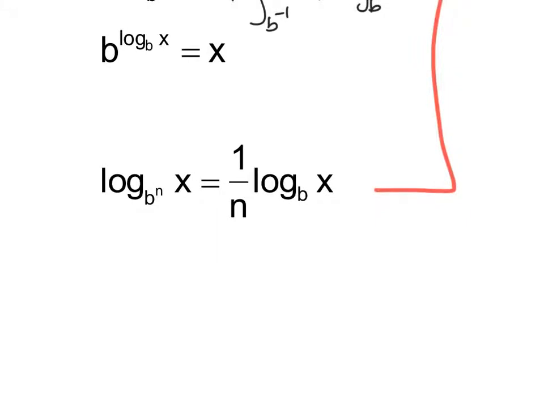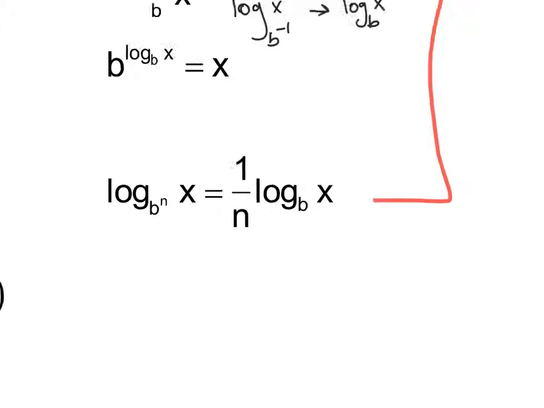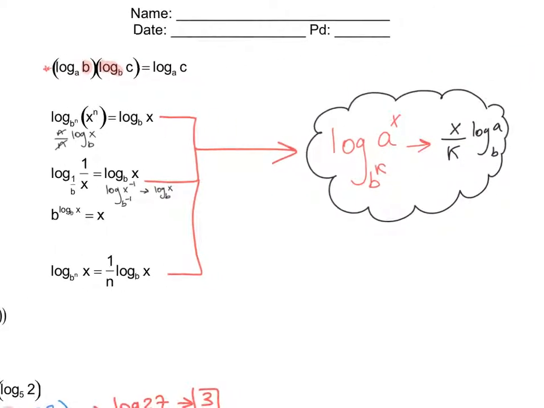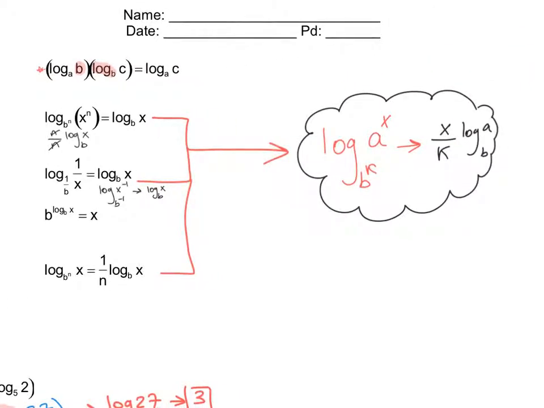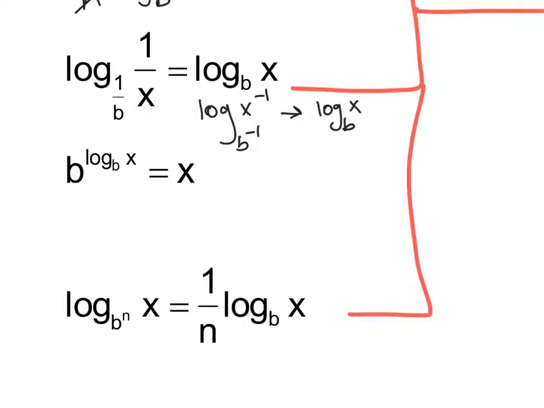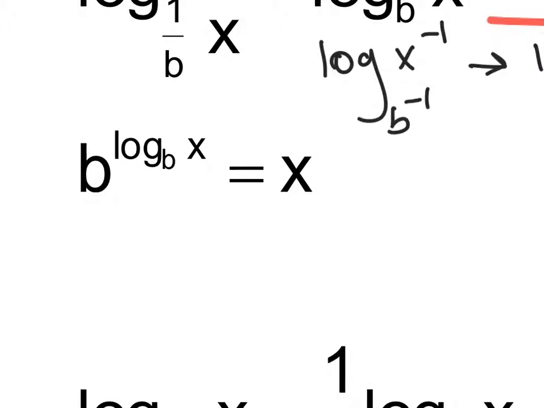Now let's move on to this. What is the power of the argument? You don't see one, so it's 1. It does not have a power, so it's 1. What's the power of the b? So you move it to the front, it becomes 1 over n log base b of x. So it's the same idea. So those three are similar to each other, and I can combine them into one rule. Does that make sense?